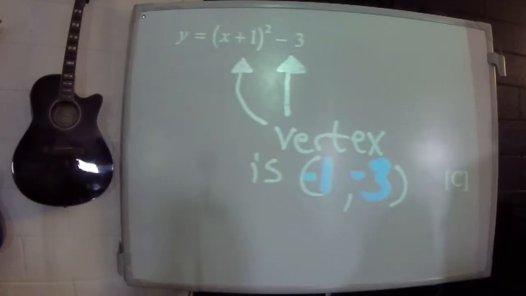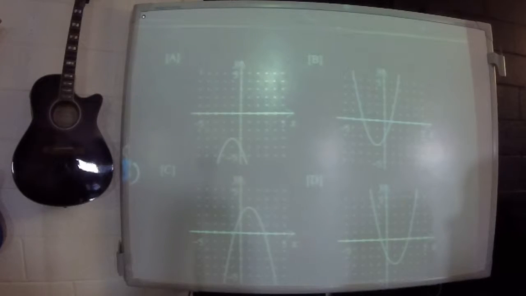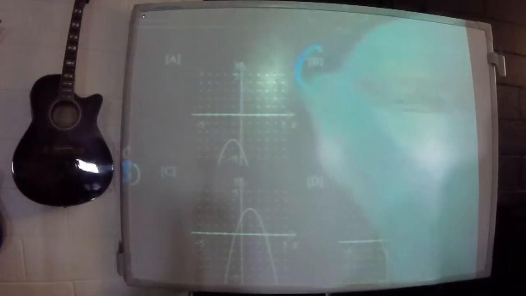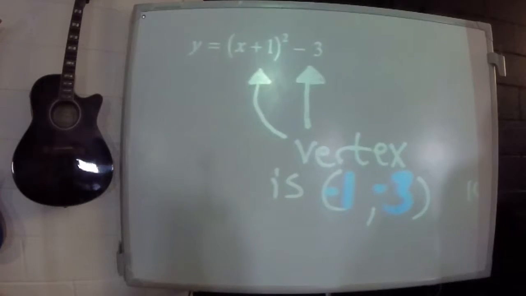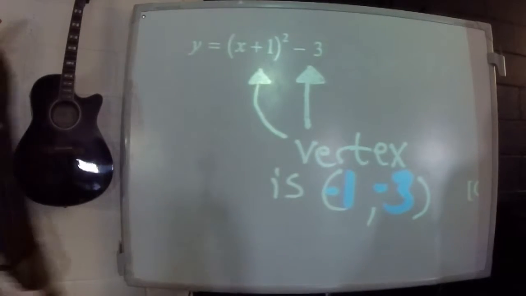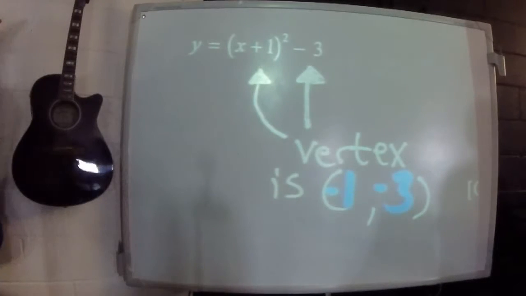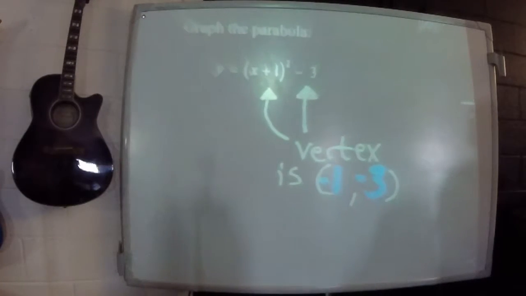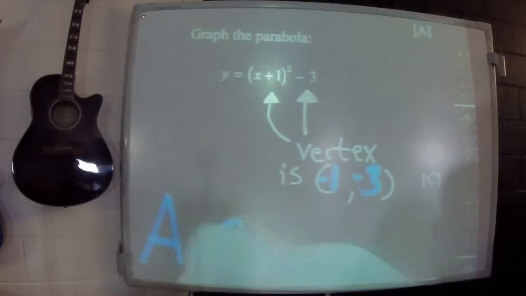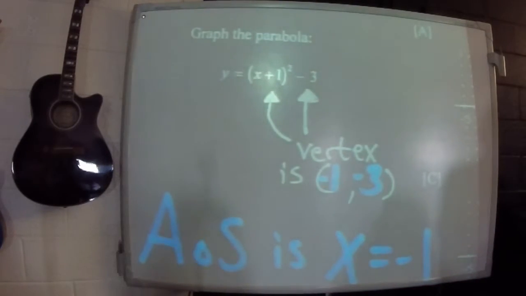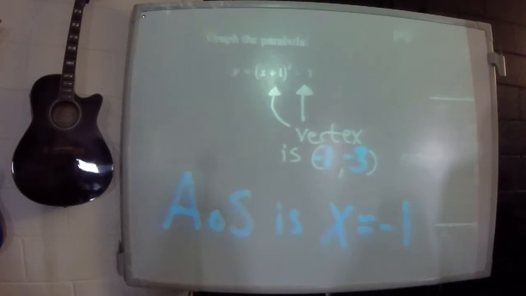So which one shows that? B. Yeah, B. It's negative 1, negative 3. So here's your vertex. Also note one thing. The axis of symmetry is always going to be the same as the x-coordinate. So the axis of symmetry is x equals negative 1. Go ahead and write that. If you want to go axis of symmetry, x equals negative 1. And then sketch the axis of symmetry on here.